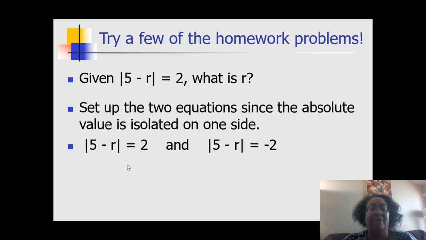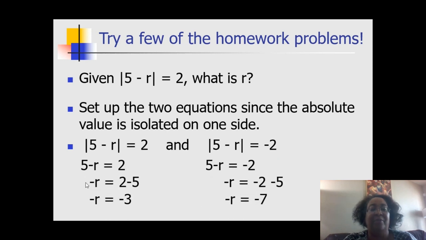When I solve for the positive 2, I get a negative r when I move the 5 over. I subtracted the 5. Then I get negative r is equal to negative 3. Well, we can't have a negative r in our variable. We have to divide that by negative 1. So we get r is equal to 3.